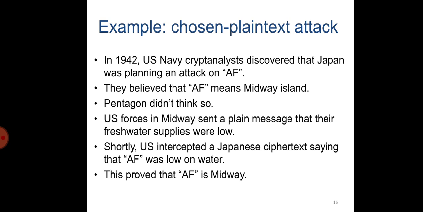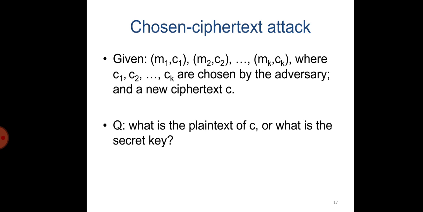In 1942, US Navy cryptanalysts discovered that Japan was planning an attack on AF. They believed that AF meant Midway Island. The Pentagon didn't think so, so the US forces in Midway sent a plain message that their freshwater supplies were low. Shortly, the US intercepted a Japanese ciphertext saying that AF was low on water. This proved that AF is Midway. Chosen ciphertext attack.